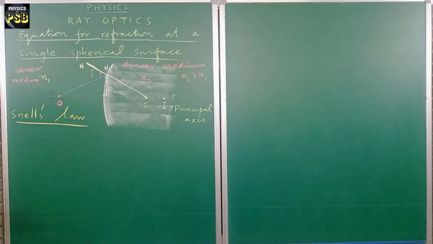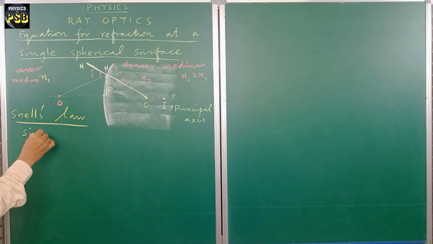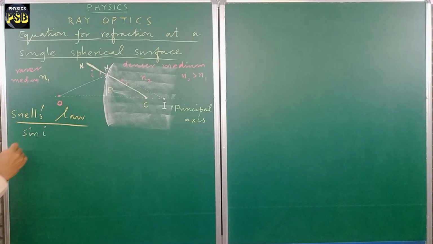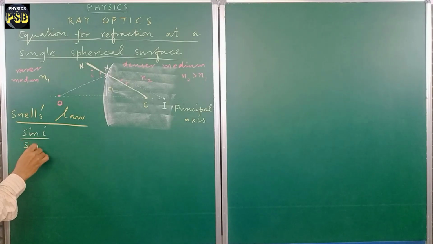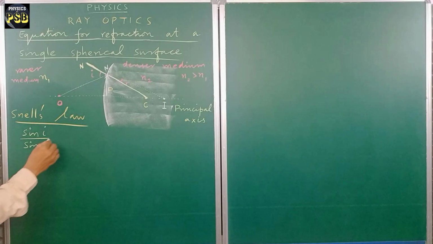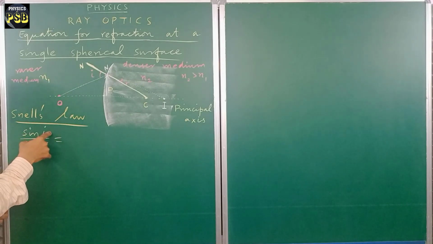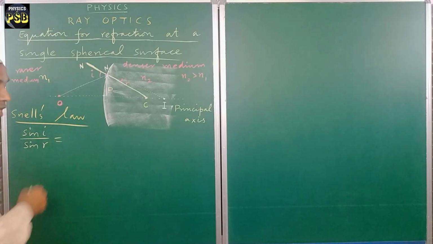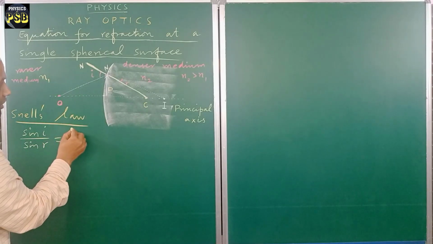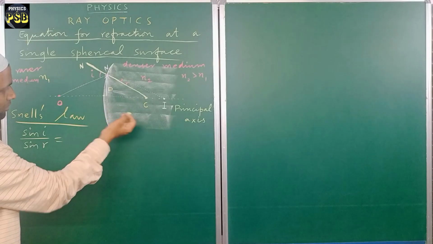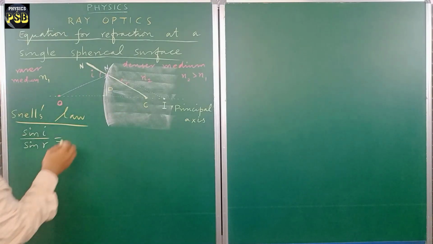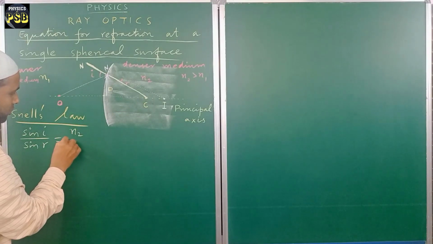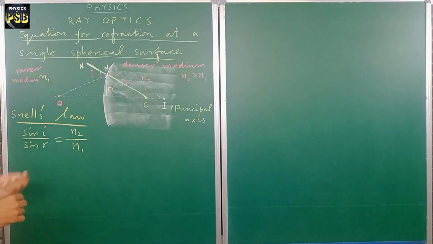Snell's law says that the ratio of sine of angle of incidence to the sine of angle of refraction, sine of angle of incidence divided by sine of angle of refraction, is equal to the ratio of refractive index of the second medium to the first medium, n2 divided by n1. This is called Snell's law.